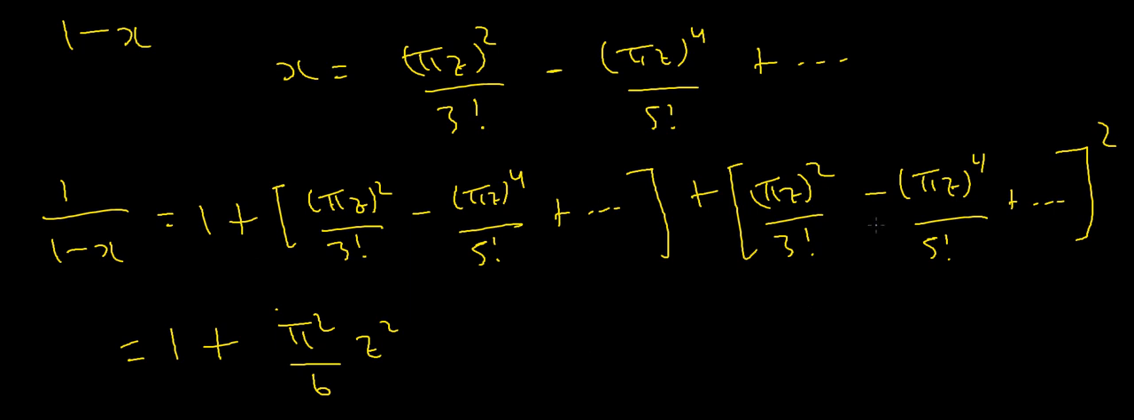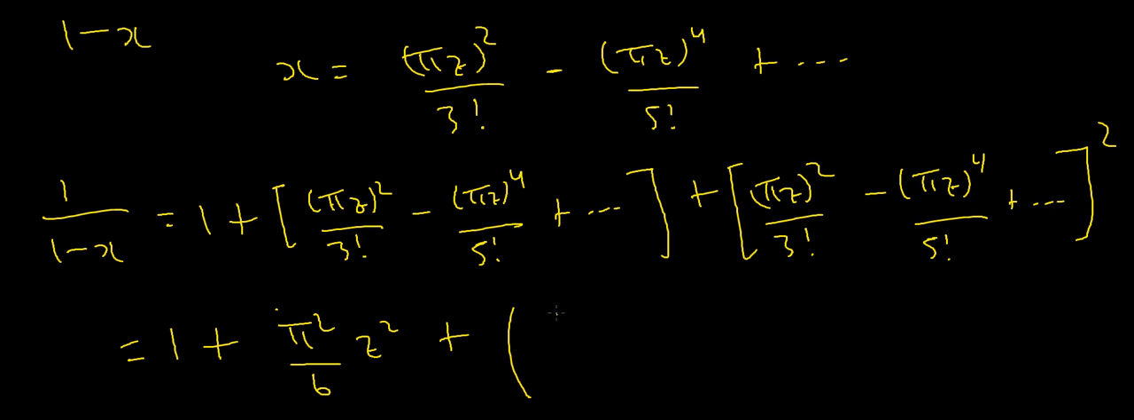I'm not going to get any contributions towards z squared here, because the smallest power I'm going to have from this contribution is z to the 4, because remember I'm squaring everything here. So what's the contribution towards z to the 4? I'm not going to have anything for z cubed, obviously, because there's nothing cubed here, and there's no way I can get z cubed here, because I need to have z to the power 1.5, which I don't have. So what can I do? Well, I'm going to have a contribution of minus pi to the 4 over 5 factorial here, and also a contribution of pi squared over 3 factorial here, which is 6.